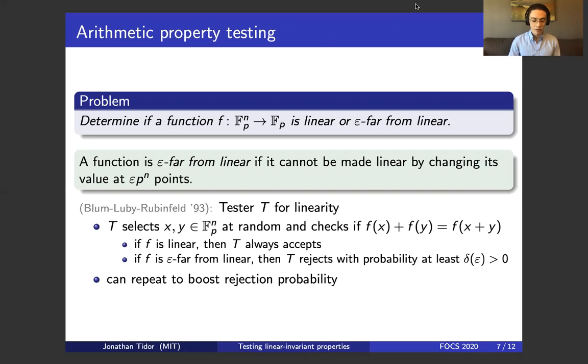And of course, given this tester, you can repeat it to boost the rejection probability as high as you want. And this tester has a nice property that it has constant query complexity. That is, even if you want the rejection probability to be 2/3 or something, the tester only has to query the function at a number of points that depends on epsilon, but not on n, the dimension of the domain.